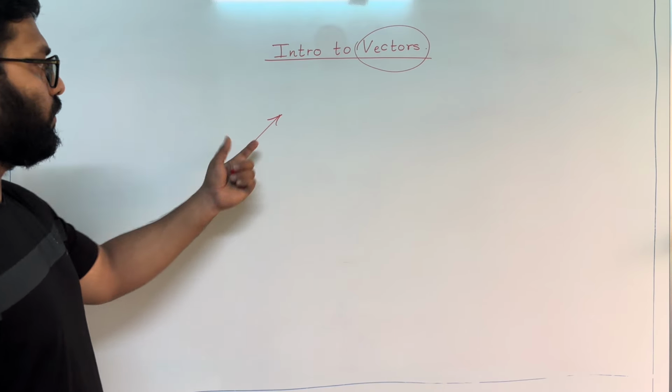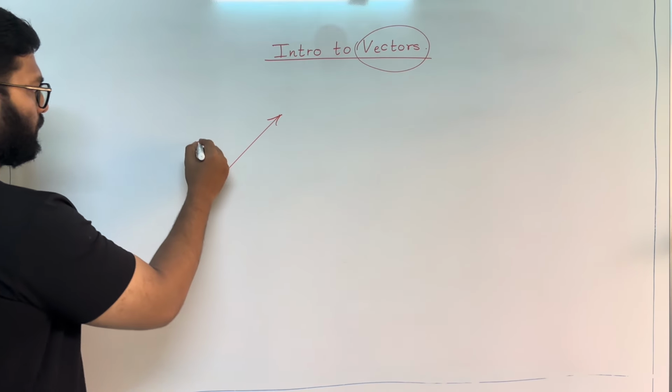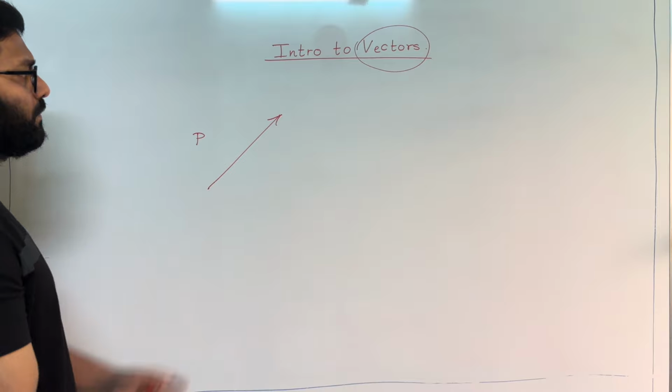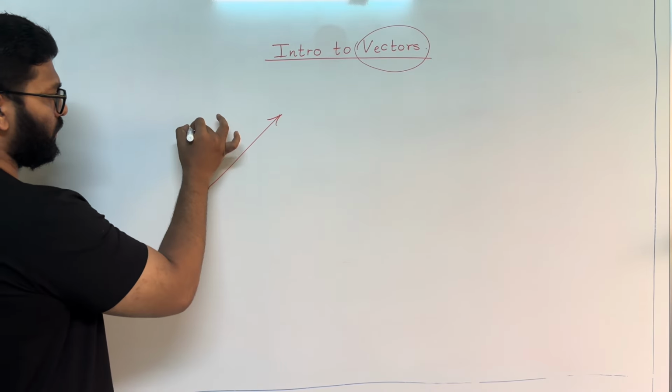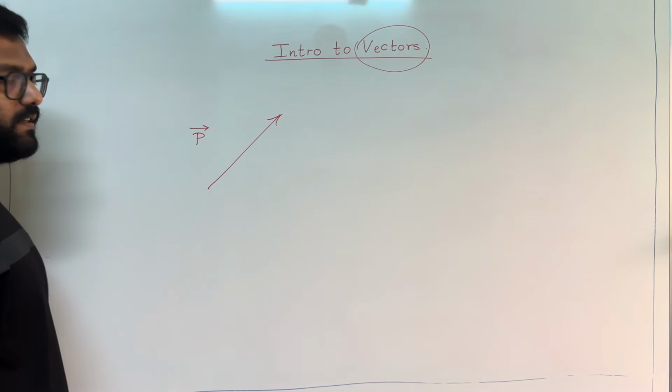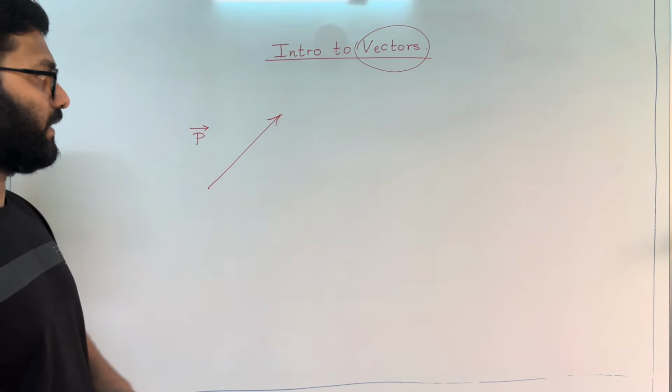See, first of all I will mention this with a p. Okay, let's say this letter p represents this vector. Now to show that this is representing this vector, you write an arrow on top of it. Now this arrow is pointing towards the right.